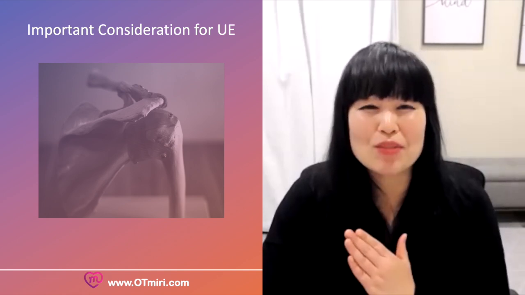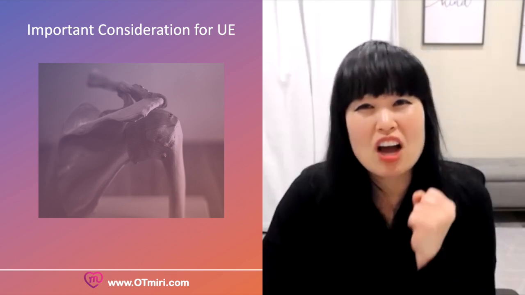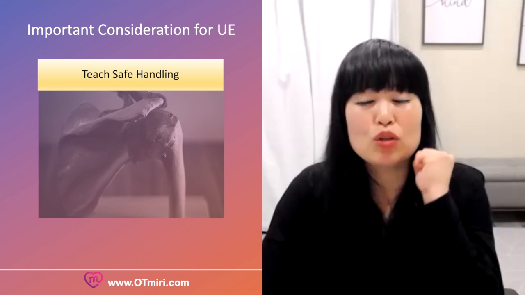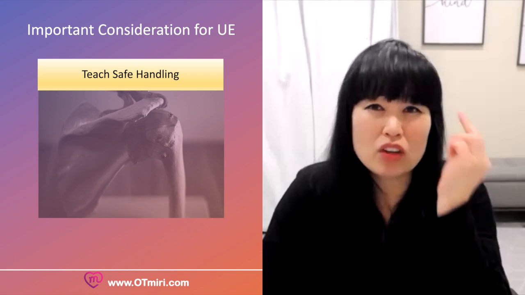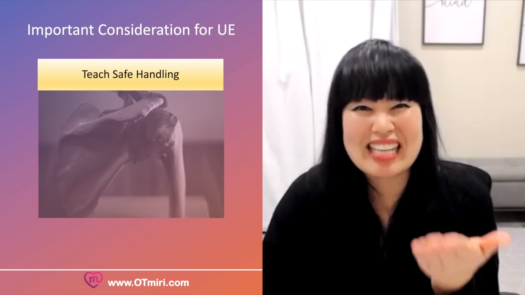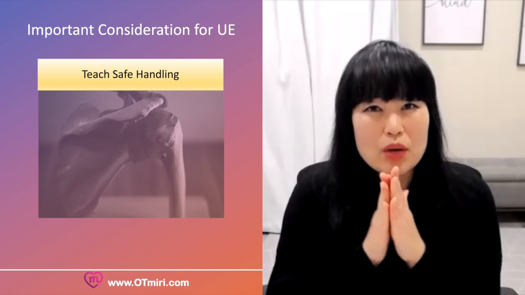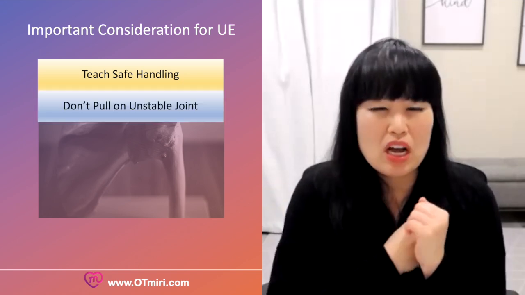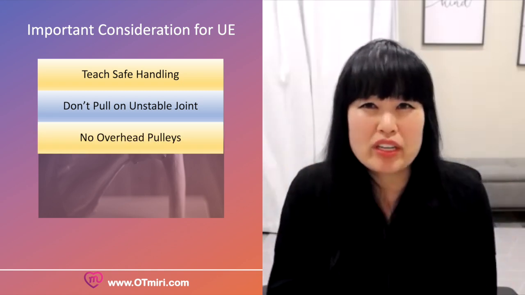So we have to make sure that everyone, including the patient, families, and other caregivers, are trained in safe handling techniques of the upper extremity. That includes reinforcing proper positioning, proper transfer techniques, and guarding techniques too if the patient is mobile. So what are some concrete examples of things that we can reinforce with our patients and their families? Well, for one, we have to instruct them to be very careful to not pull on that unstable joint. So no overhead pulleys and no aggressive passive range of motion because there's shoulder instability.